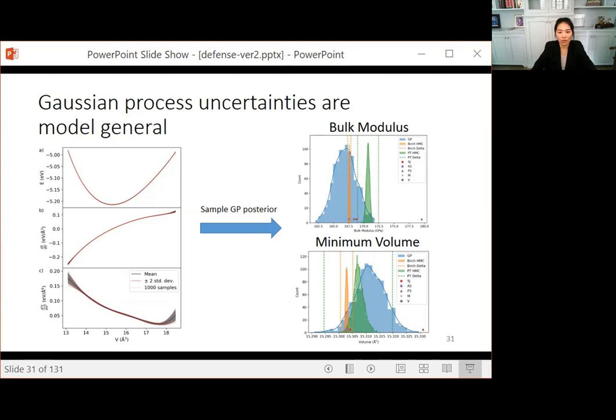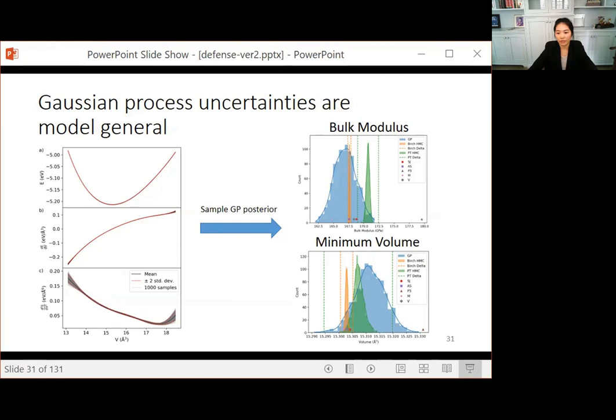one set of the equation of state, the first derivative and the second derivative, and these correspond with each other. And then for each sample from the Gaussian process, we can exactly calculate the bulk modulus, the minimum volume, and the minimum energy. So we sample the Gaussian process, and then we get these distributions over the physical properties that we're interested in.